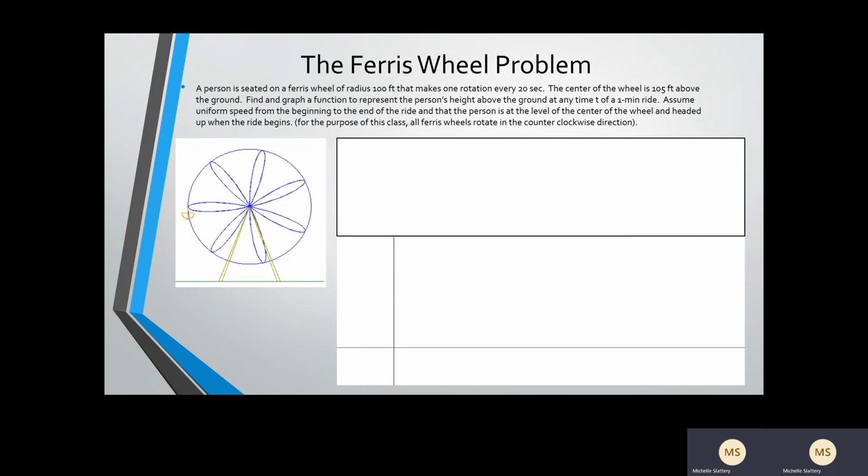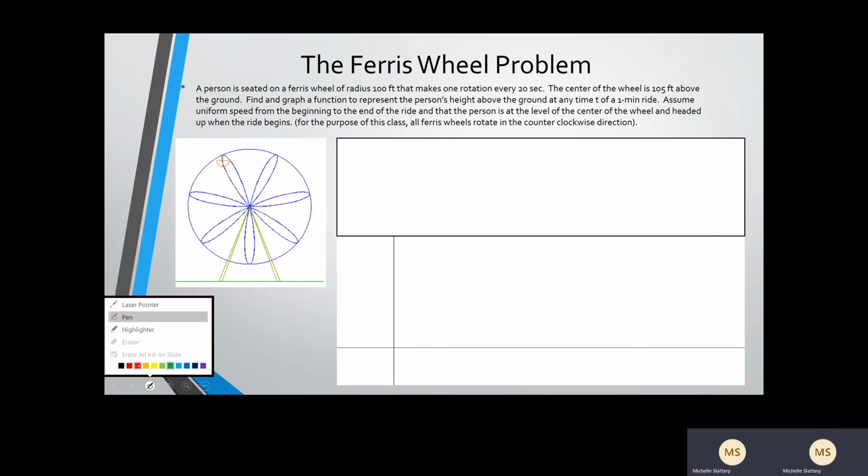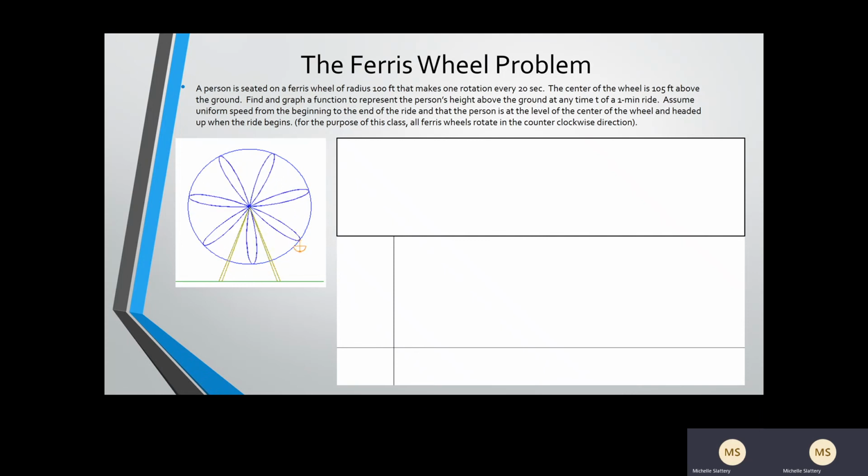All right. So moving on, and let's go ahead and put this together. I'm going to label a few things on my diagram here to help me see what's happening. So I know that the radius of the Ferris wheel is 100 feet. And it also tells me that the person is starting at the center and moving up at the beginning. So here is my little person in my little Ferris wheel cart. Just draw it like the diagram there. Okay, so we're starting there and we're moving up.